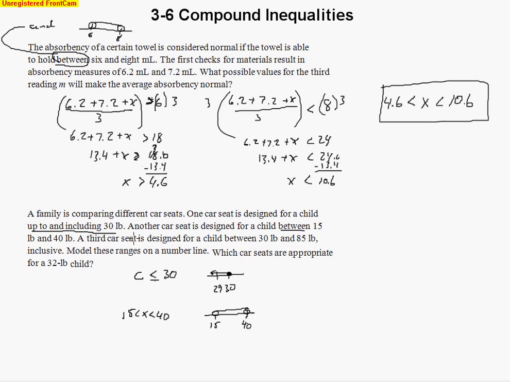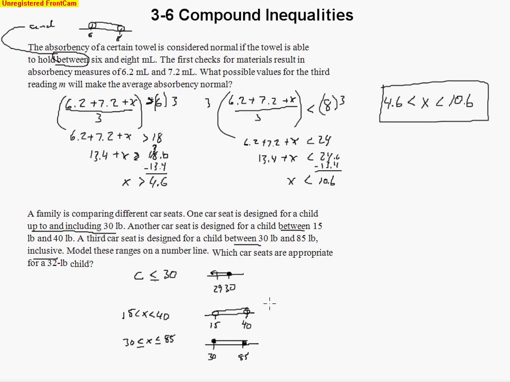Now the third car seat is designed for a child between, again, so between 30 and 85, inclusive. So this time we do include those numbers, so we're using that inequality sign with the greater than or equal to and less than or equal to. So since it includes it, we've got 30 here and 85 here. Including means a solid circle, and it's in between those two numbers.